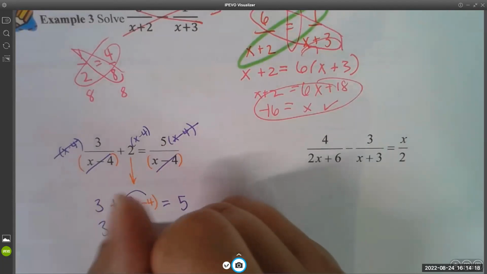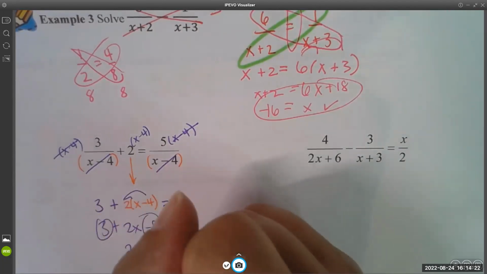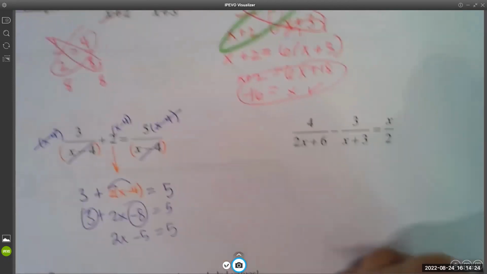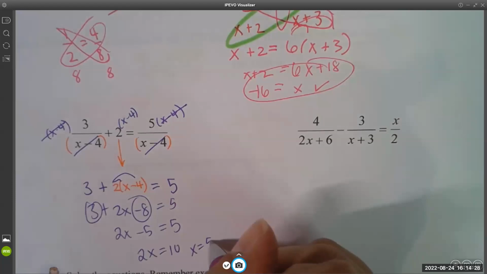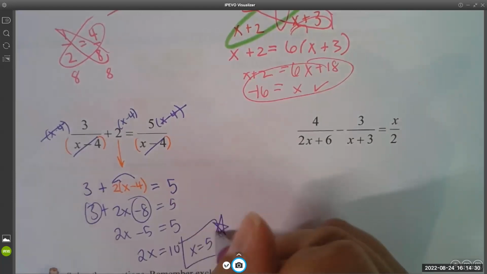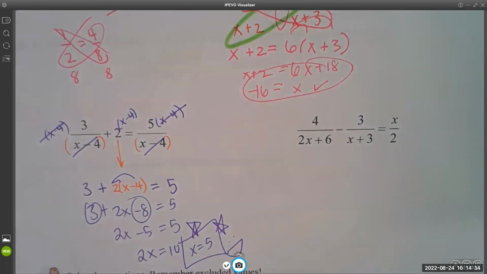Distribute here, 2x minus 8. Combine like terms here, 2x minus 5 equals 5. Add 5 to both sides. 2x equals 10, x equals 5. Not an excluded value. Happy. Okay.